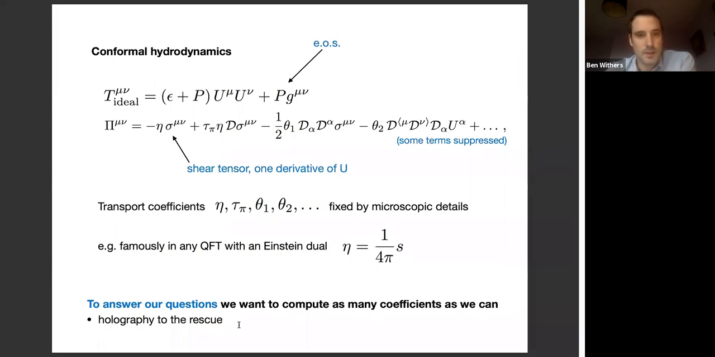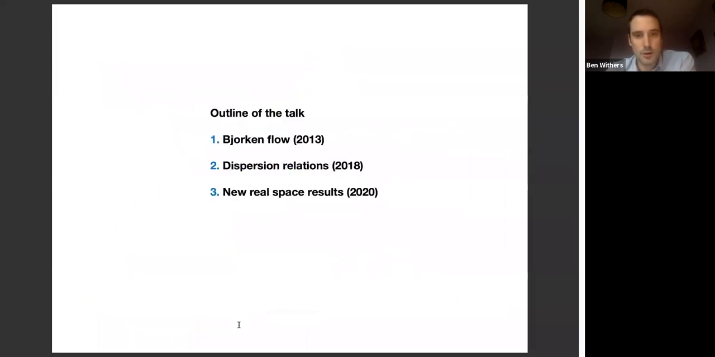All right, so that leads me to the plan of the talk. We'll begin by talking about the Bjorken flow, which I'll say happened around 2013 in this holographic context. Then dispersion relations around 2018, and recently these real space results, which I'll come to at the end, which was from this year.